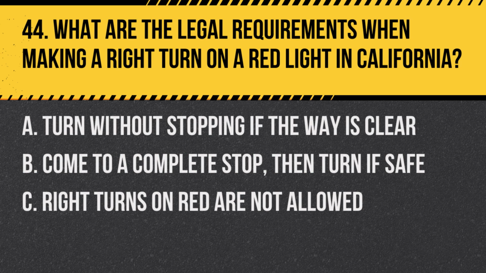Question 44. What are the legal requirements when making a right turn on a red light in California? A. Turn without stopping if the way is clear. B. Come to a complete stop, then turn if safe. C. Right turns on red are not allowed. Answer: B. Come to a complete stop, then turn if safe. In California, you may turn right on red after stopping and ensuring the way is safe and clear.